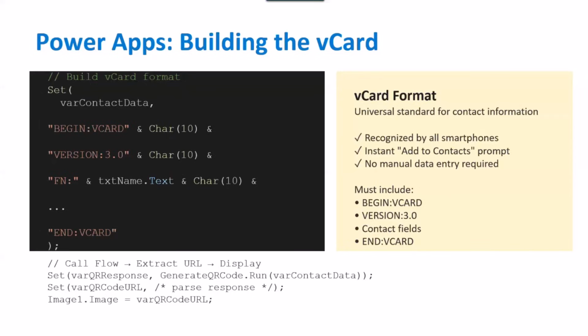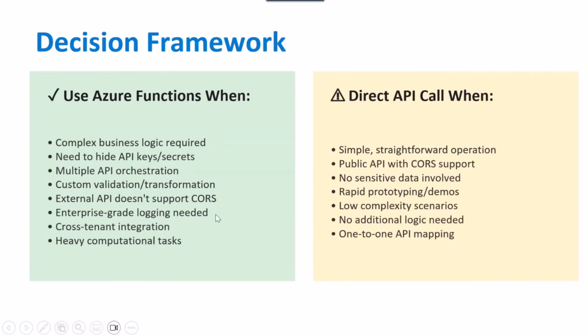So this is the decision framework I want to talk about: when to use Azure Functions and when not to. Whenever you have complex business logic required, complicated runs, right? If you just want to create one QR code, you're good, but otherwise, when you have complex business logic, multiple API orchestration, or an external API that doesn't support CORS.